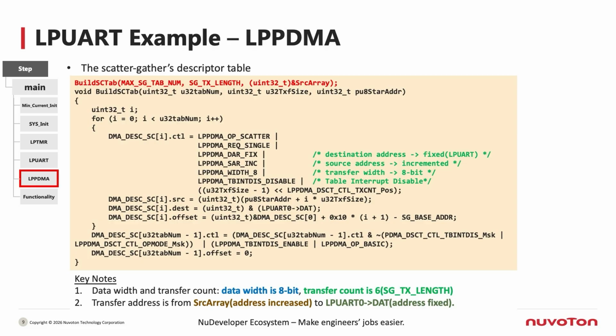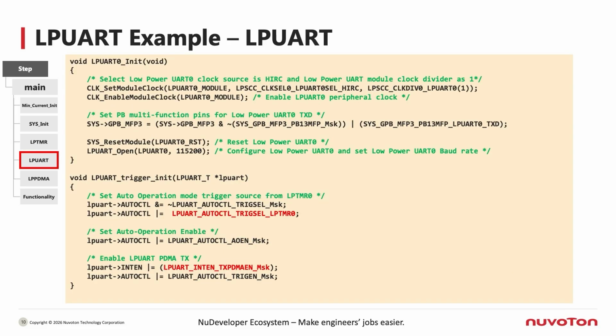Next, we move on to setting up the low power UART transmitter. Here, we first configure the transmitter pin for low power UART and then set the baud rate so the output data can be sent correctly to the terminal. At the same time, don't forget to enable the setting that allows low power PDMA to access low power UART. Otherwise, the hardware won't be able to move data automatically.